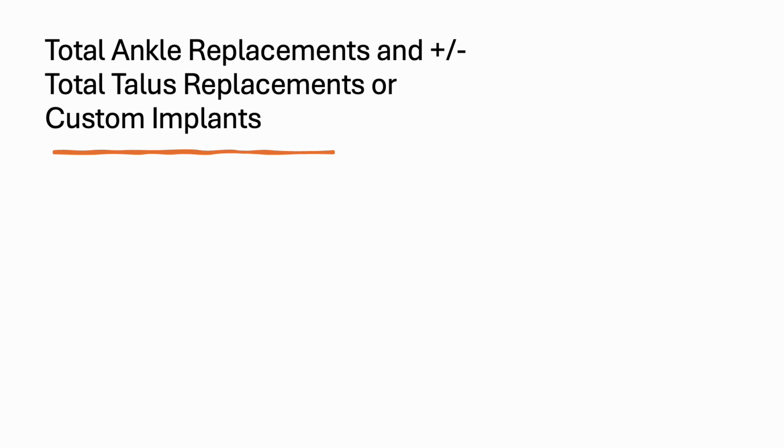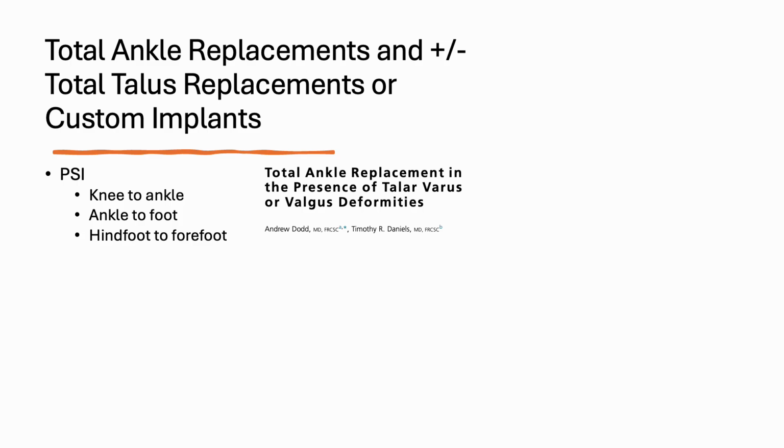But weight-bearing CT scans give you lots of information. What I mean by that is it's patient-specific, like we talked about. You're going to get knee to ankle, at least in our institution. We can get knee to ankle, we get ankle to foot, and then we get hindfoot to forefoot, like we've previously talked about, for the deformity.